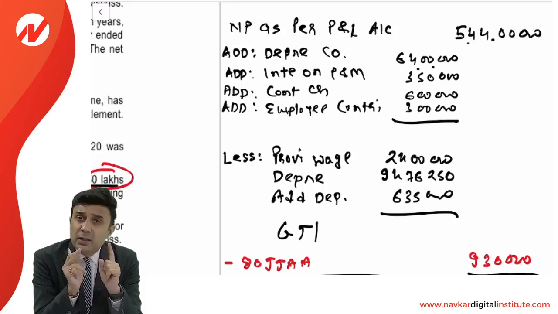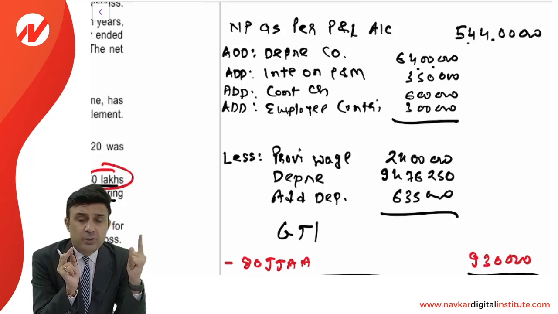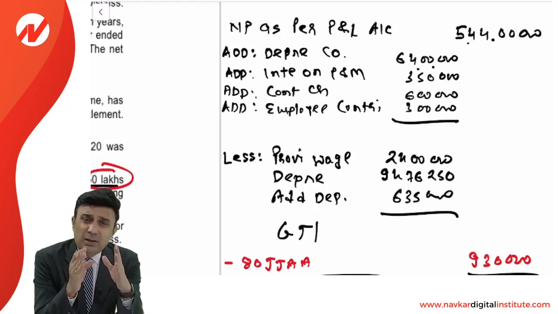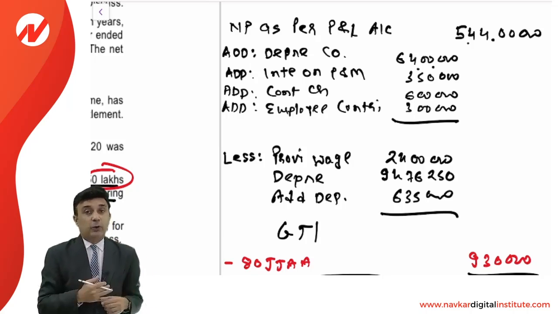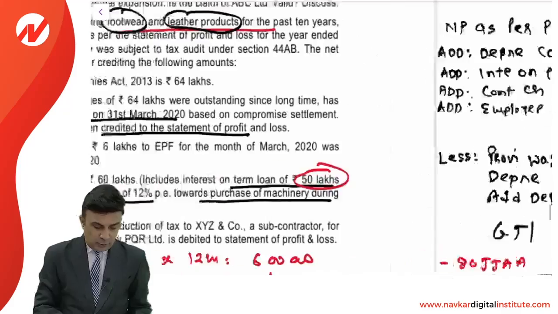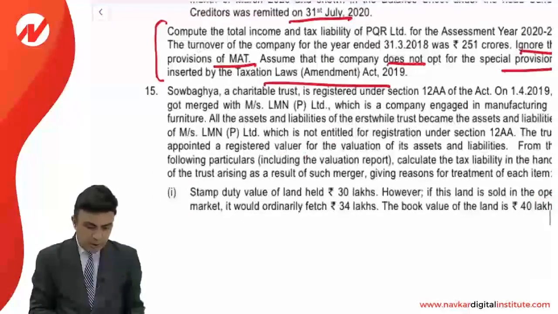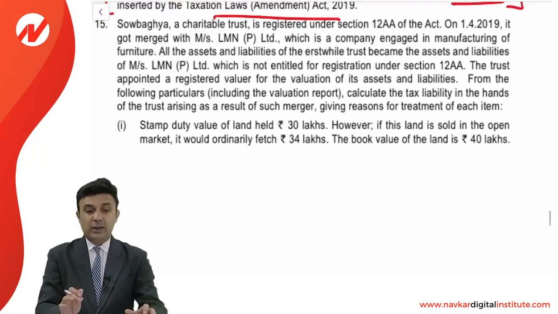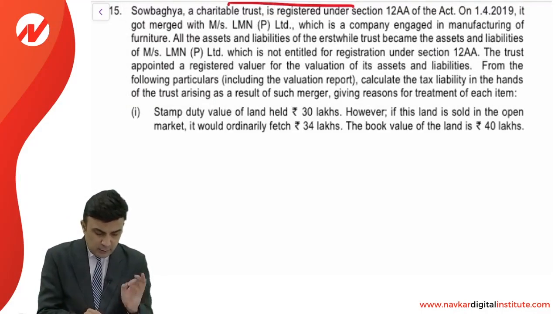See friends, nothing is difficult, subject to you have done the provisions of business profession very nicely. Simple concepts are being asked in the examination. You have to simply apply the concept while solving the practical. So this is what is your question number 14, a big one from ICAI. Friends, the next one is sum number 15.